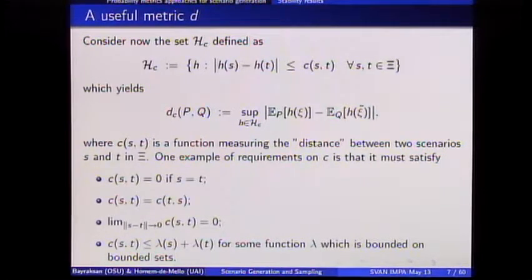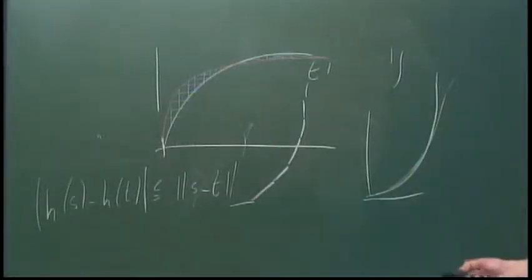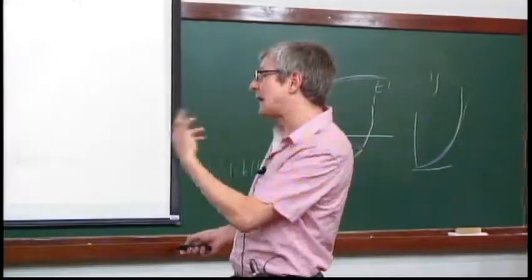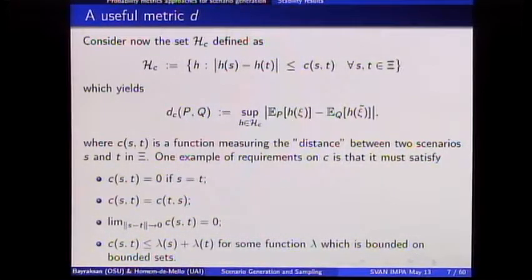So here we are saying, well, maybe C does not have a triangle property per se. The norm has the triangle property, of course: the norm of S minus T is less than the norm of S plus the norm of T. But we want to have something like that for the C function. So the idea here is that C has this property: CST is less than lambda S plus lambda T for some lambda function, which is bounded on bounded sets. This is just to ensure that we have some kind of triangle inequality going on.